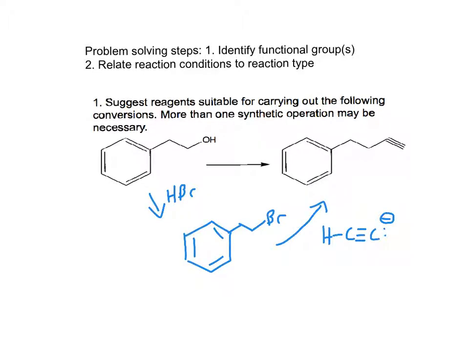So the first step is a substitution reaction in which we substitute the Br for the OH, and the second step is another substitution reaction in which the nucleophilic acetylide ion reacts at the alpha carbon in a substitution reaction, and that'll form our product.